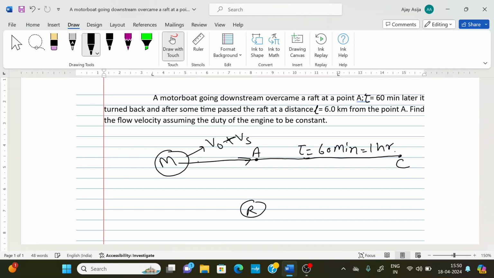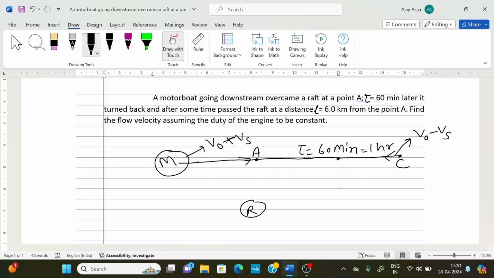Now for backward motion, it turned back after moving for 60 minutes. For backward motion, the velocity of motorboat will be equal to V naught minus Vs because it is upstream motion and velocity of flow will oppose the motion of motorboat. It turned back and passed the raft again at a distance L is equal to 6.0 km from the point A. During backward motion, it passed the raft at this point.